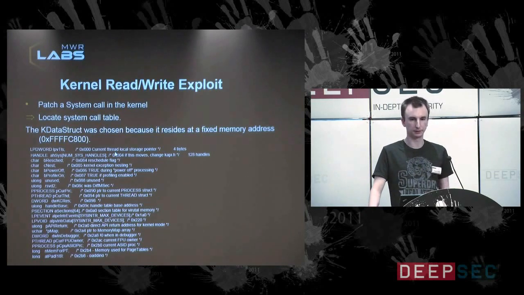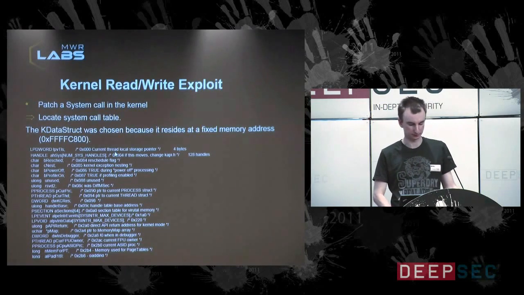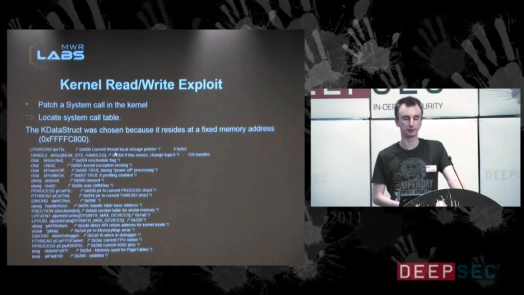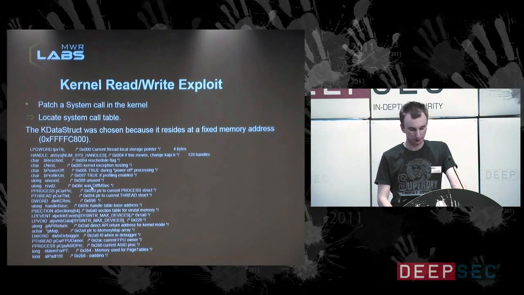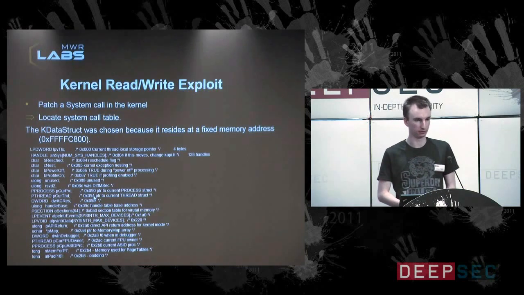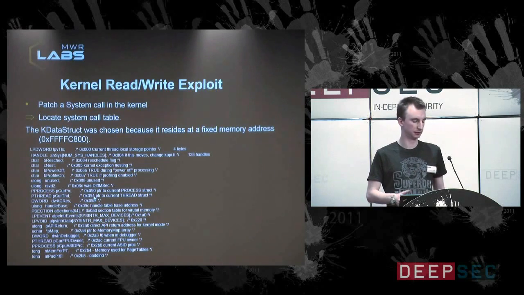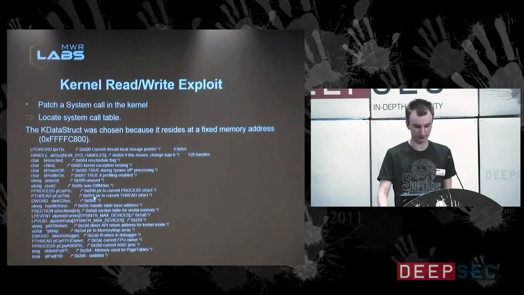On Windows, on normal Win32, you have the PEB. There's a similar structure on Windows CE. It's called the K data struct, and it's at a fixed memory address in every process. So this is quite an old school method. You can basically patch system call handlers so they point at an attacker controlled bit of code. And then when the system call is made, the code will be executed in the context of the kernel, and your privilege escalation will succeed.